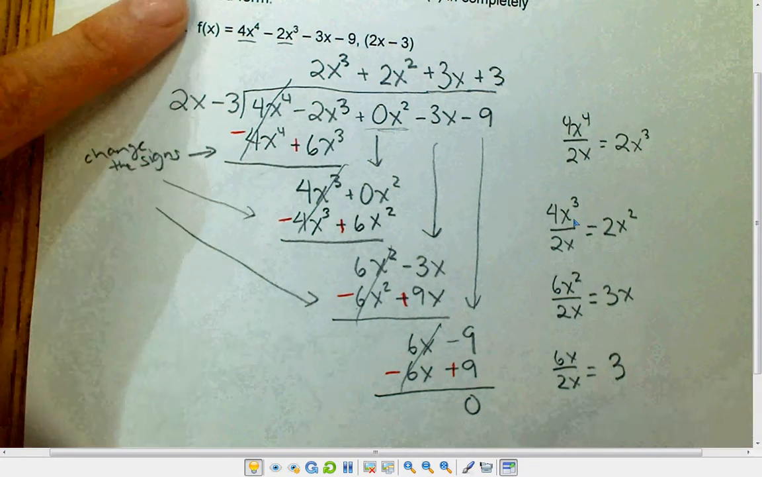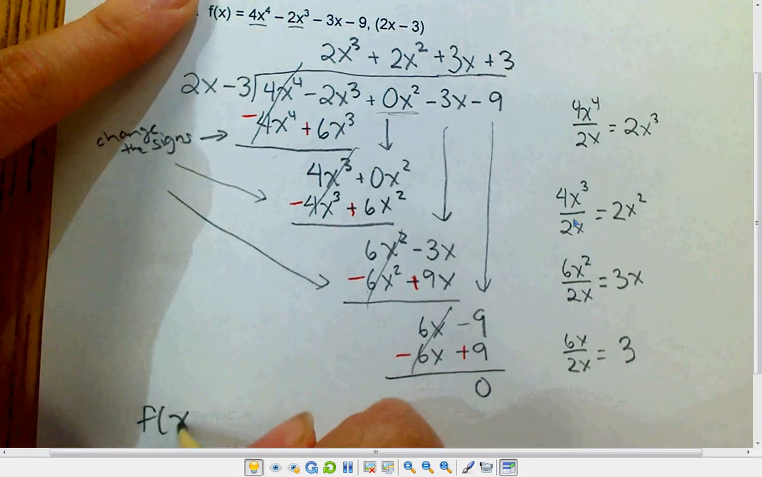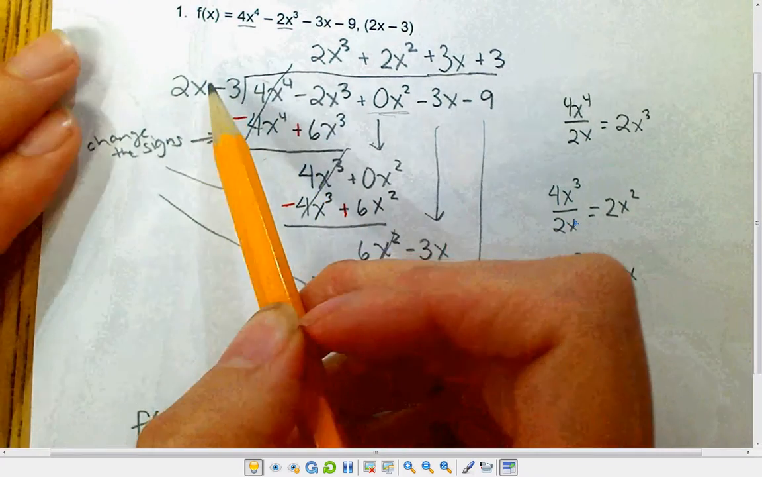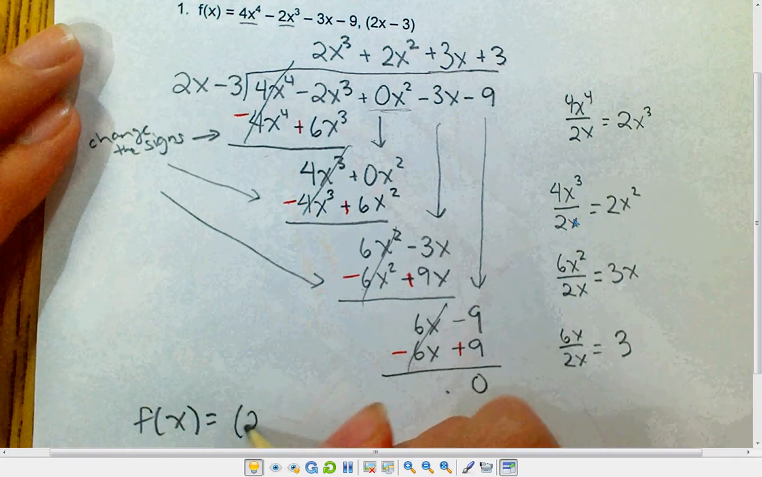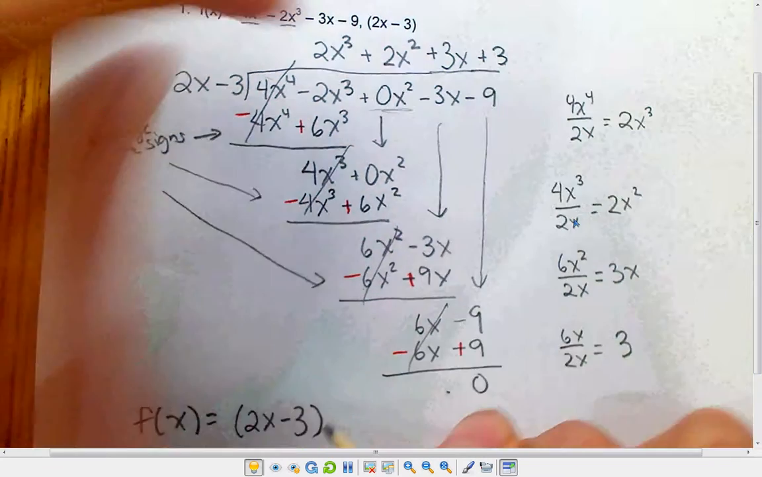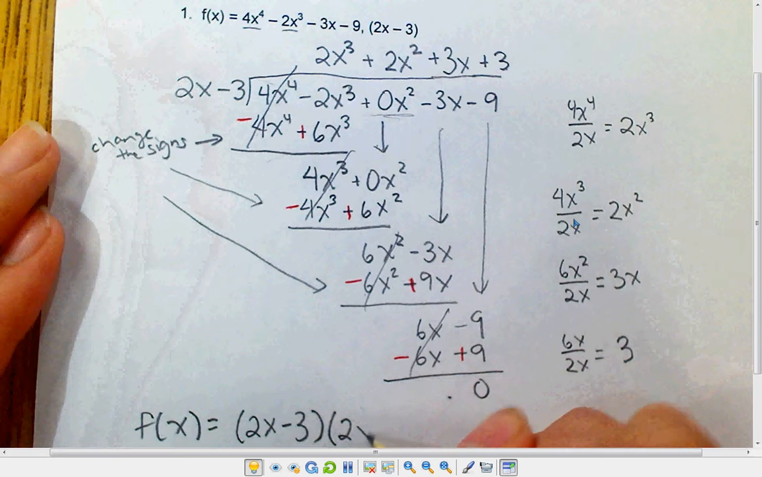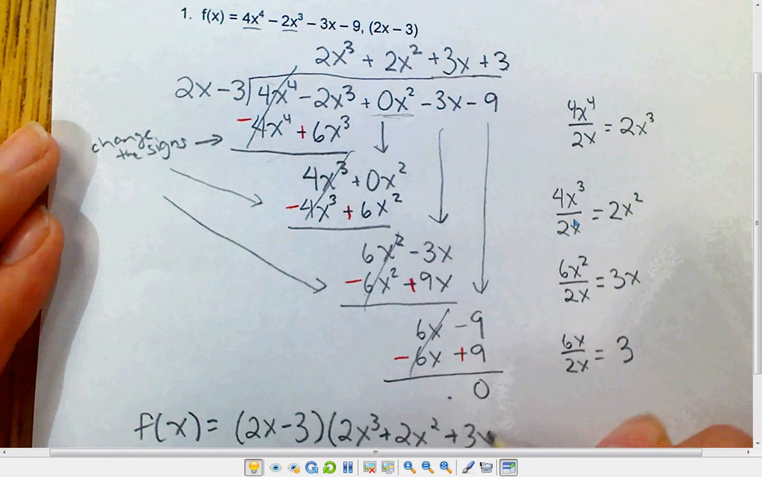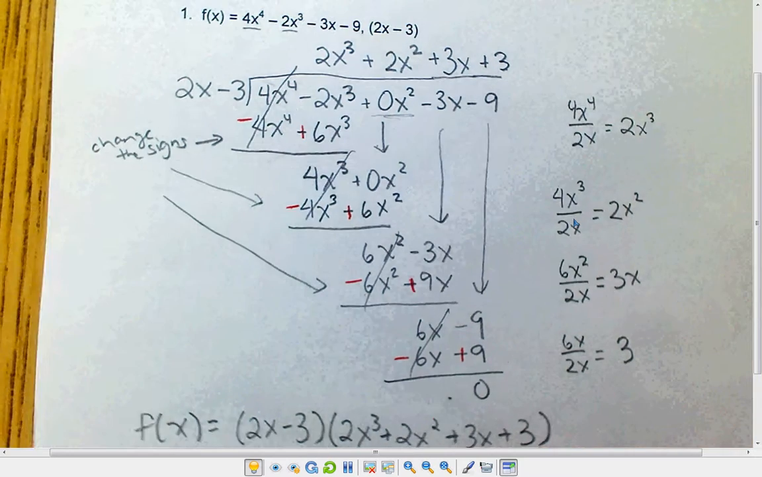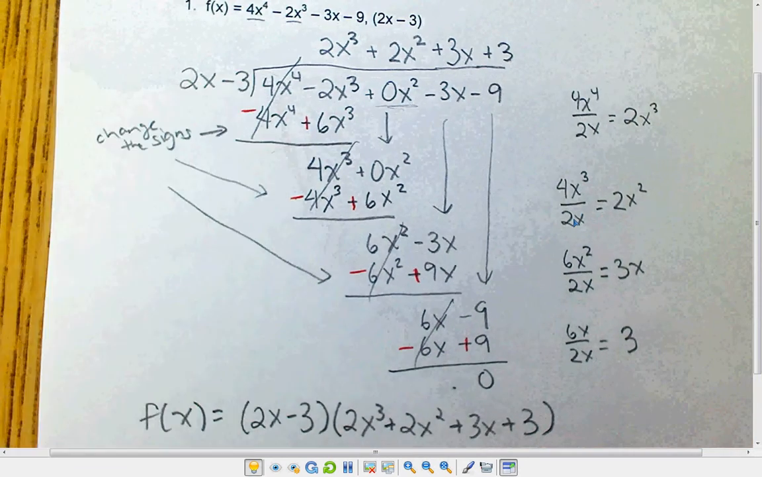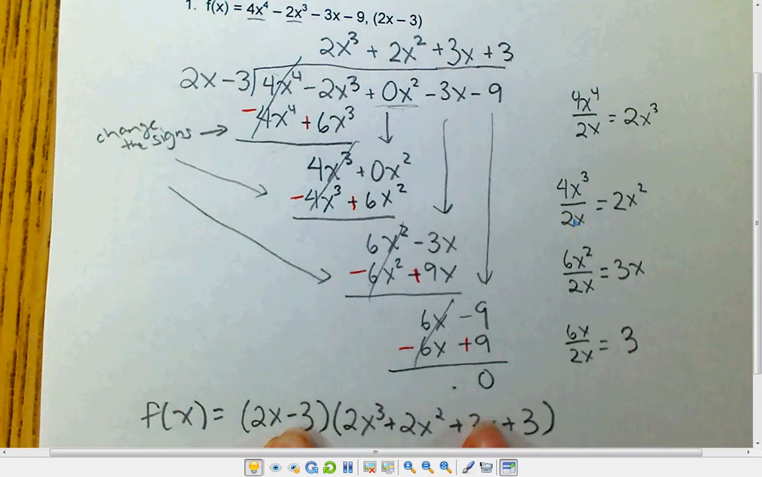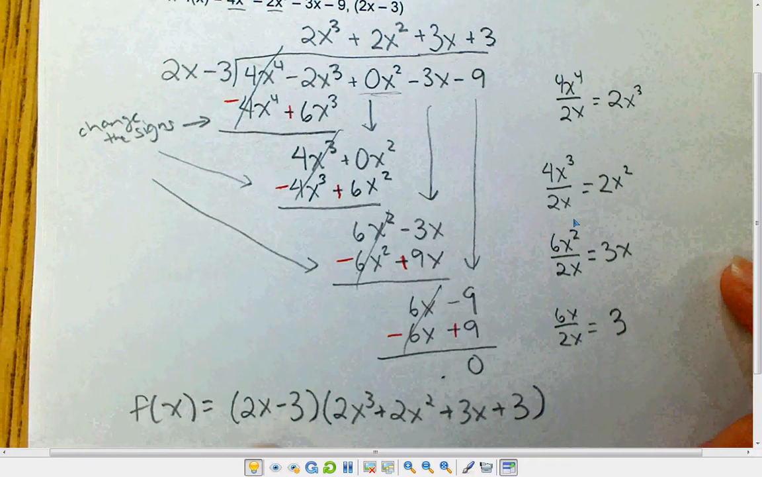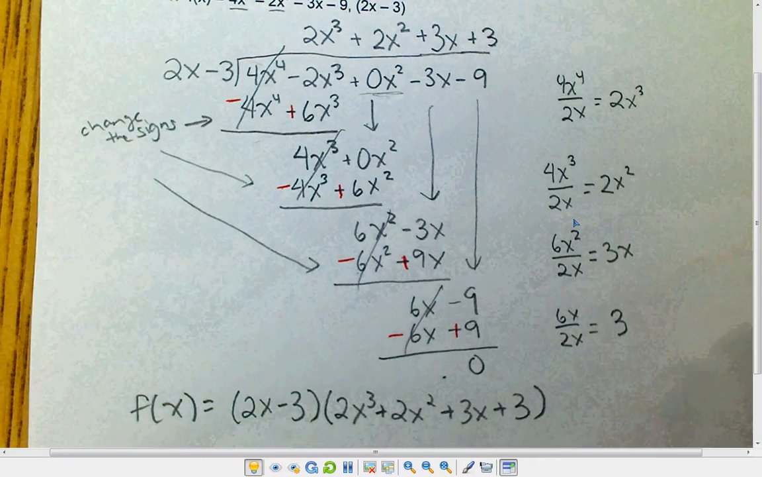So what I want to do now is rewrite. So f of x equals this entire long thing, but since we divided it, we know that we can rewrite this as 2x minus 3 and our answer, which is 2x cubed plus 2x squared plus 3x plus 3. Right, so when we divided 2x minus 3, we know that these two together are going to multiply to give us back our f of x from the beginning.